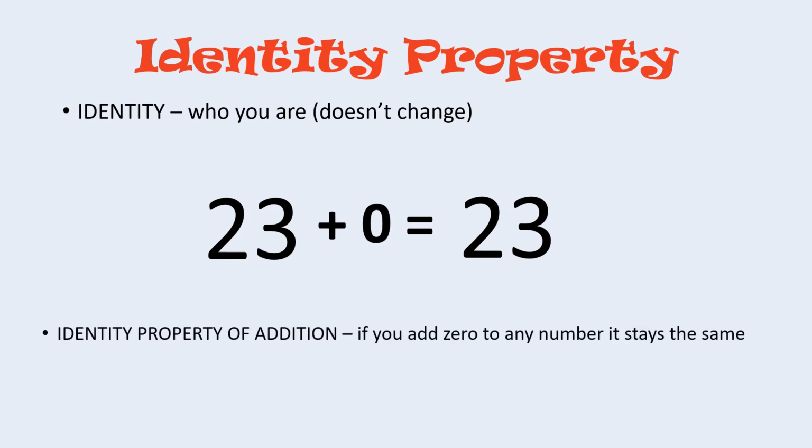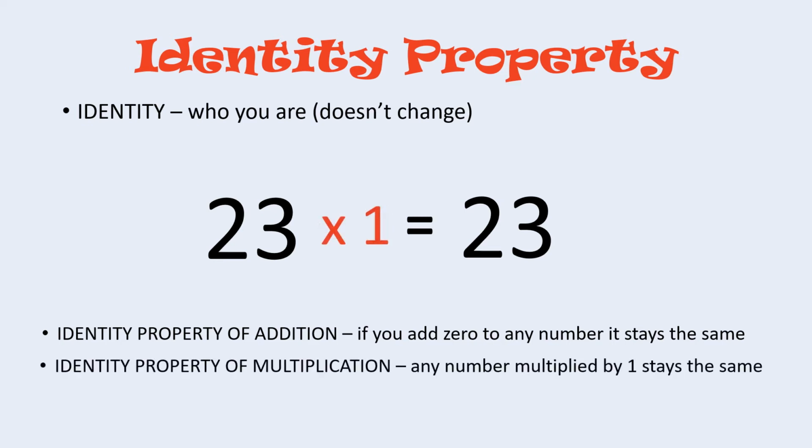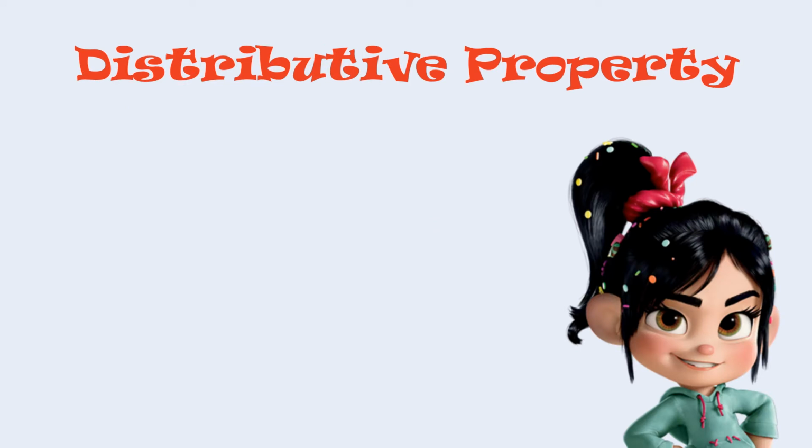Any number added to 0 is going to stay the same. Same thing, 23 times 1 is going to stay 23 because of the identity property of multiplication that states any number multiplied by 1 will stay the same. Here is the last property for today, the distributive property.